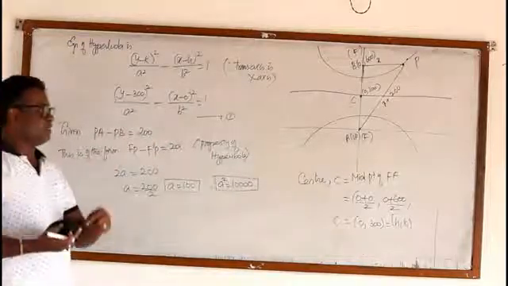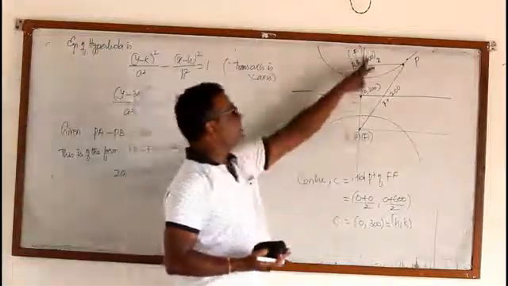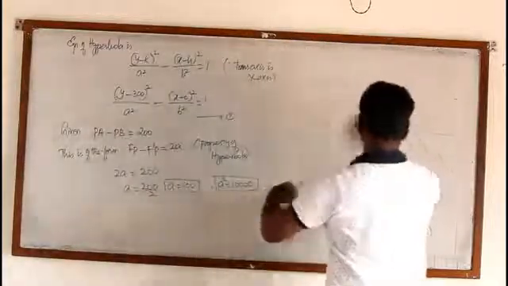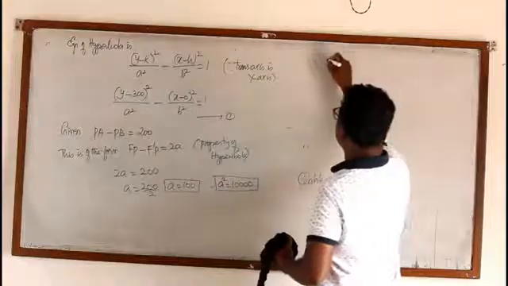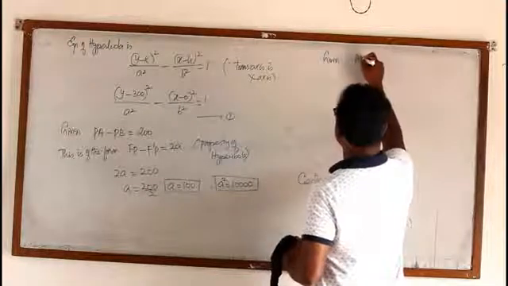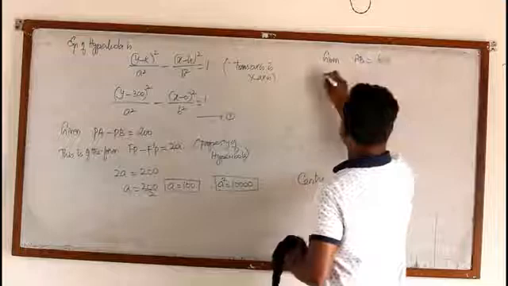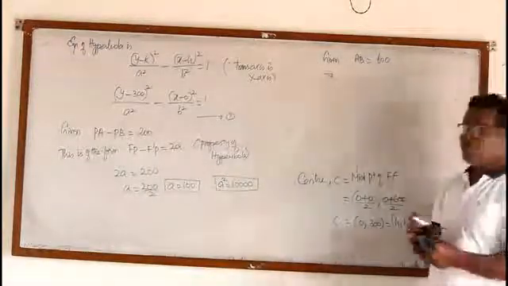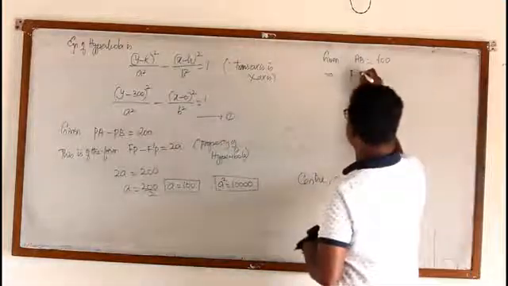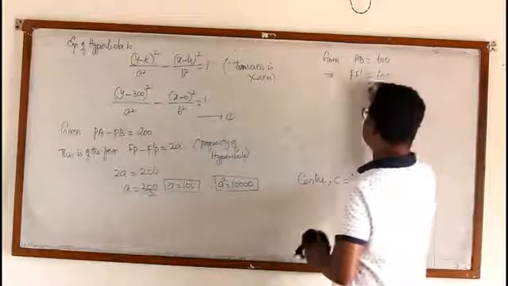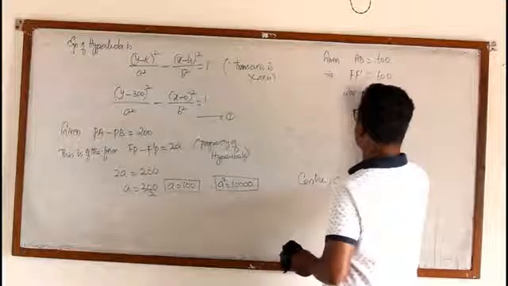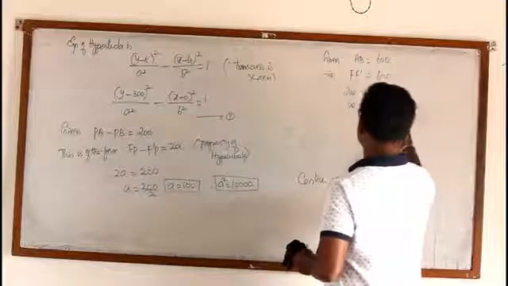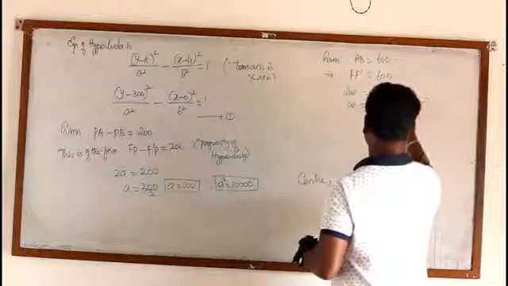Now we have to find b square. Further, they gave the distance between the fixed points is 600. So shall we use that one now? Therefore, given AB equal to 600. That means the distance between the fixed points, and we know the fixed points are the foci. We know the distance between the foci is 2AE equal to 600. Therefore, AE equal to 600 by 2. So, AE equal to 300.